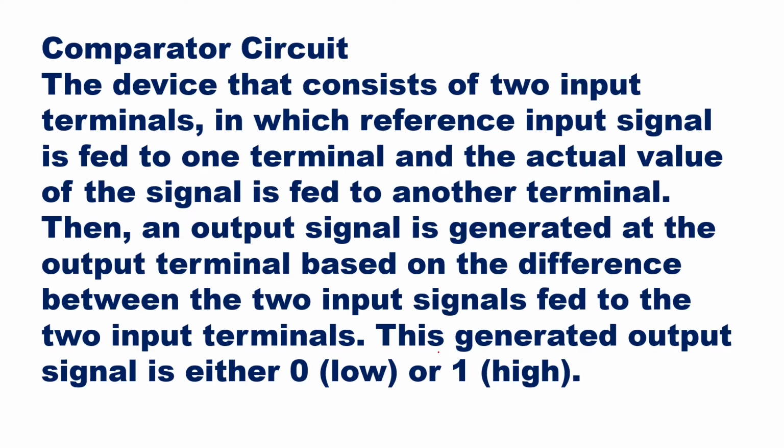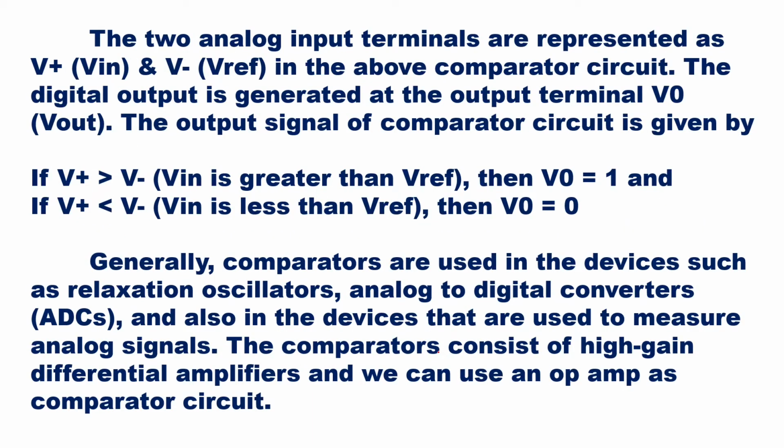Then an output signal is generated at the output terminal based on the difference between the two input signals fed to the two input terminals. This generated output signal is either zero, which you can say is minus VCC or minus saturation level, or 1, which you can say is plus VCC or plus saturation level. The two analog input terminals are represented as V plus, V in, and V minus, Vref, in the above comparator circuit. The digital output is generated at the output terminal V naught, which is called V out.